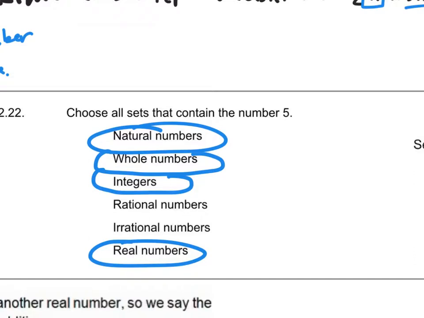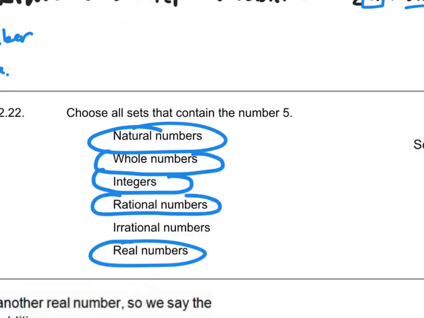Wasn't it the other way around though? Kind of. 0 isn't a natural number, but we're not talking about 0. We're just talking about 5. So it's all of these.